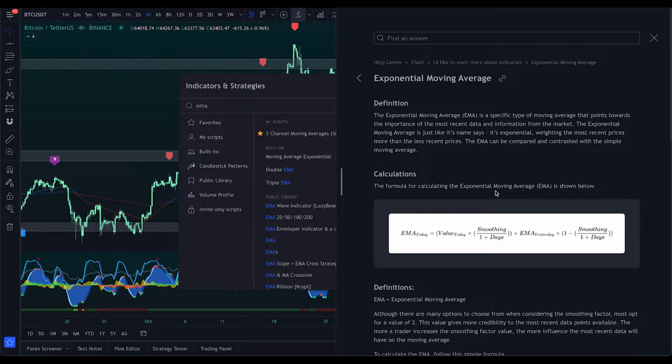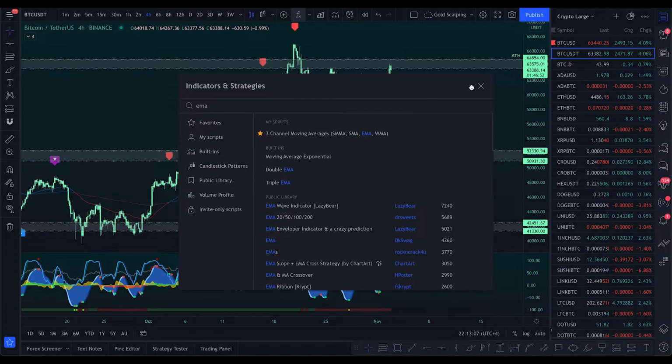Why is the formula different? Because the exponential formula makes the most recent price action more important than the previous ones, right? So if you have 200 days, the last 20 days will be more valuable than the 20 days at the end of the chain.